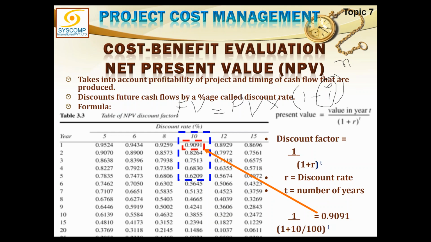The present value remains 100,000 and the future value is calculated. You just put the number of years here: 3 years, 5 years, 10 years, whatever.